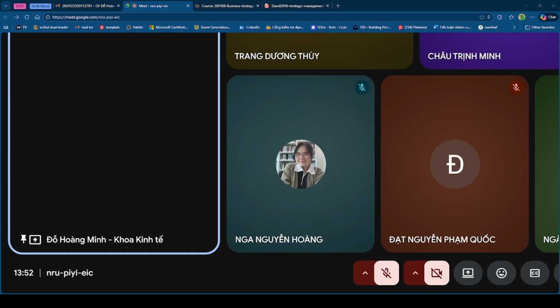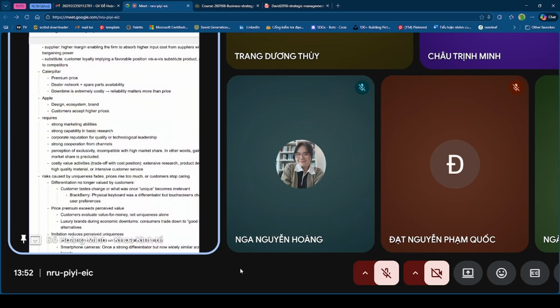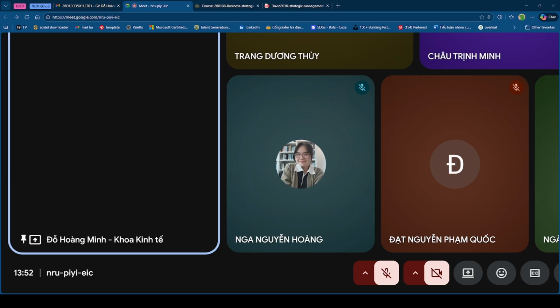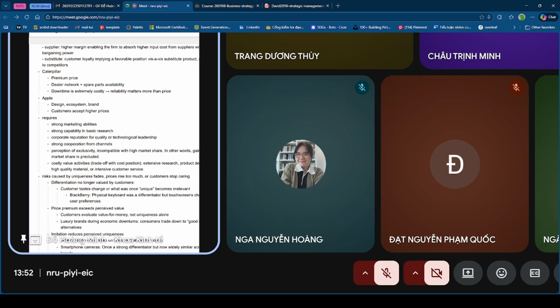Next one is the substitute. It's the same. The customers really stick to your product because they are satisfied and their problem is solved very well by your product. So it forces the substitute product to spend a lot of money and time to improve the ratio of performance to price, so that the customer will switch to the substitute.